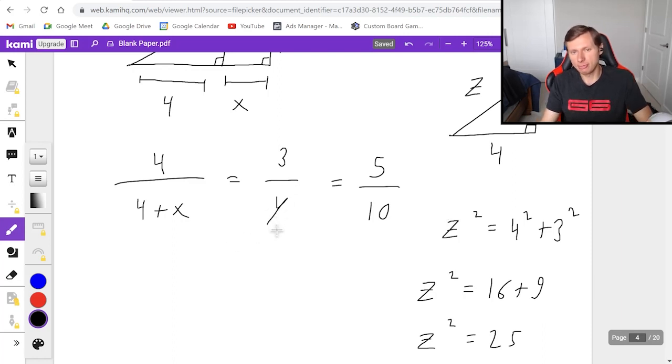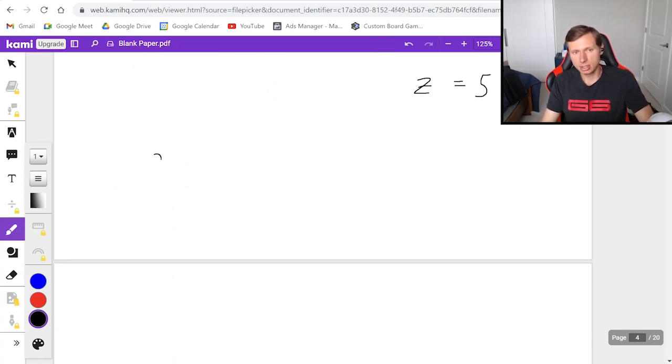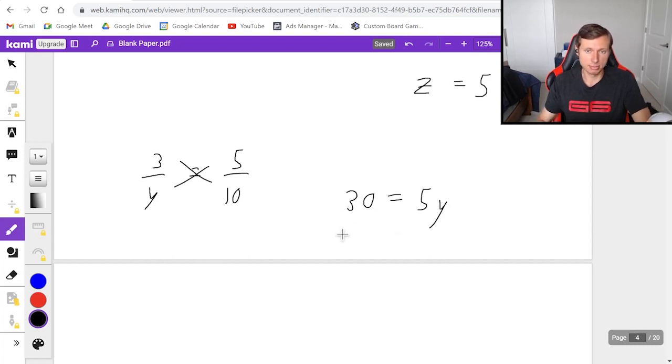Let's solve for y first. So what I'm saying is 3 over y equals 5 over 10. Let's cross multiply. So on the left, 30, and on the right, 5y. Divide both sides by 5, y equals 6. And there's our answer for y. And now just one more for x.